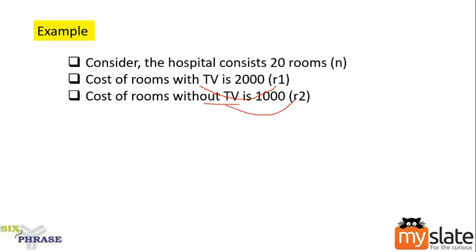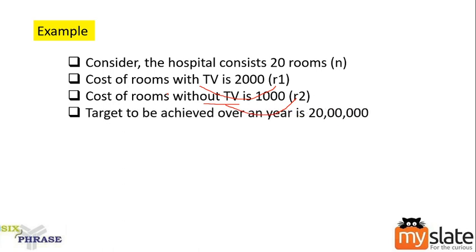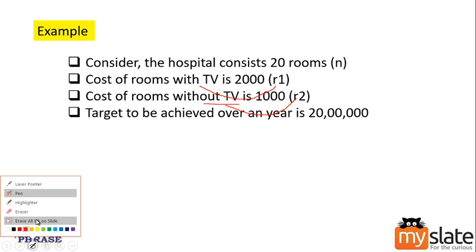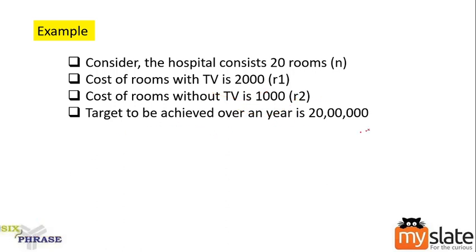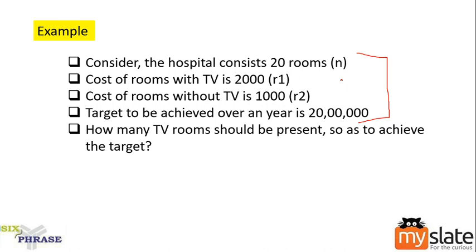Next, what are the other things you will have to know from the question? You should know the target. So let me assume target to be achieved is 20 lakhs. This is the input data. Clear? Now, how many TVs should we buy so as to achieve the target? The answer to this will be our output. So I hope I made it clear. Input set, and how many TVs is going to be your output.